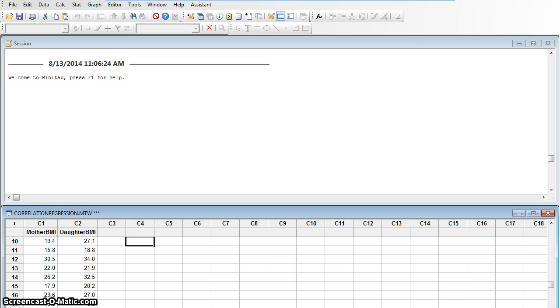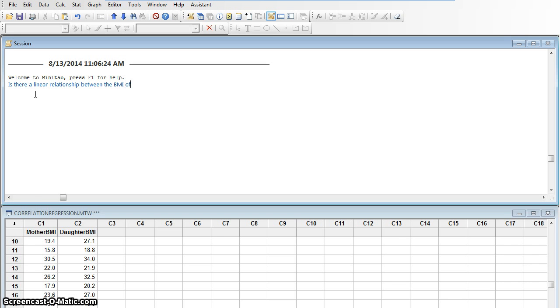For each one, I've recorded the BMI of the mother and the daughter, and I put it on a line. So this mother and this daughter go together. I would like to ask the question, is there a relationship, is there a linear relationship between the BMI of the mother and the BMI of her daughter for this sample and therefore for the population as a whole? So I'm really looking at a correlation study. Correlation is when we're testing for a linear relationship.